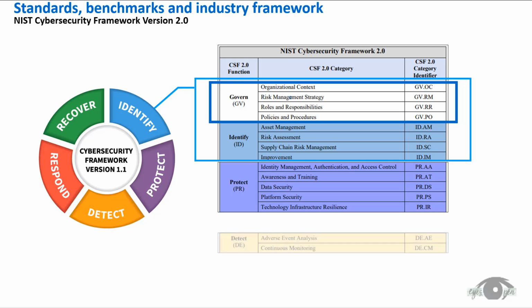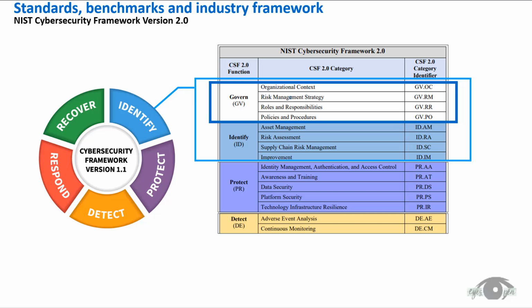The next function is the function Detect, DE, which aims to find and analyze potential cybersecurity attacks and compromises. In this function we find the following categories: Adverse Event Analysis, DE.AE, which state that adverse cybersecurity events should be analyzed to find and characterize possible attacks and compromises, unauthorized and inappropriate activities, protection gaps, and other potentially impactful activities.